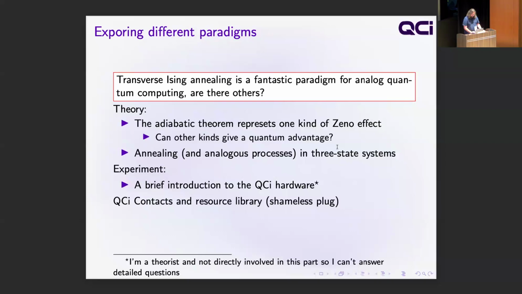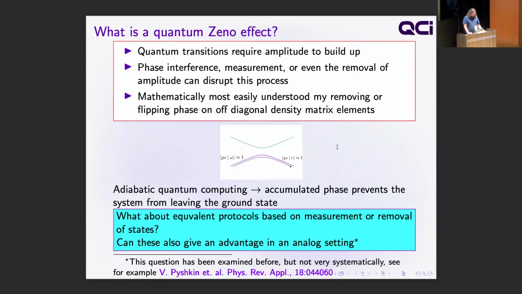One thing we started to think about theoretically is that adiabatic theorems represent one kind of Zeno effect. There are other kinds of Zeno effects based on measurement and things like that. How can those be used in computation? Basically, the idea is you have amplitudes that have to build up, and adiabatic quantum computing is one way to do it: you reverse the phase on an excited state, and that prevents amplitude from leaving the ground state and going to the excited state. If you work out the math, though, you can do the same thing just by removing the amplitude from the excited state before it builds up, or by actually just removing the coherence.